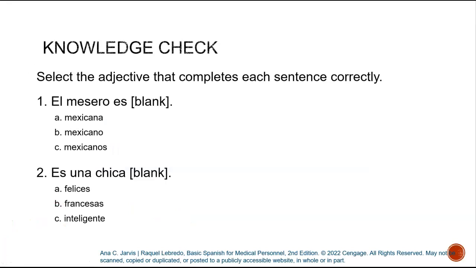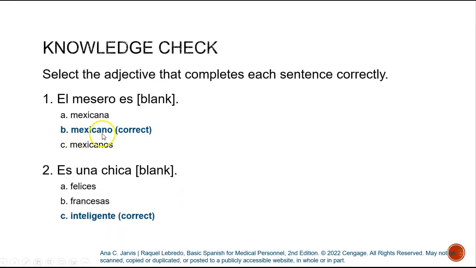Let's do a quick check to see how you're doing with this. So select the adjective that completes each sentence correctly. El mesero es mexicana, mexicano, or mexicanos. For number 2, es una chica felices, francesas, or inteligente. If you need more time, pause here because I'm going to show you the answer in the next slide.